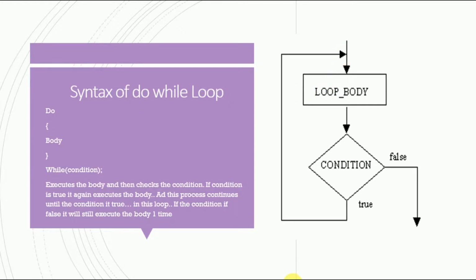Here is the syntax of do-while loop: the keyword do, and then the body, and then the condition. First of all, the body executes and then the condition is checked. If the condition is true, once again the body will execute, and this process continues until the condition is false. When the condition is false, the loop terminates. The benefit of do-while loop is that its body executes at least one time.